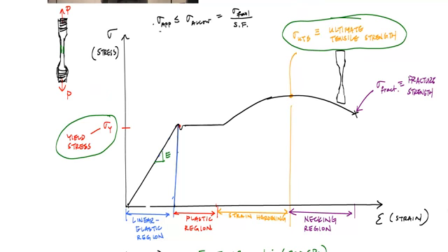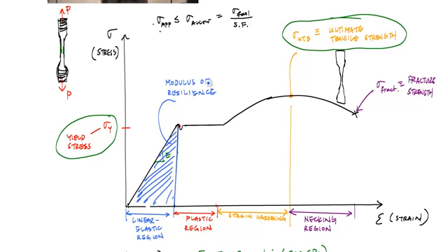Another way to look at the stress strain curve is to look at the area underneath. The area is a measure of the energy it takes to break the specimen. Because we're talking about stress and strain here, we call that strain energy. The amount of strain energy it takes to yield the specimen is this area here, and this area is called the modulus of resilience.